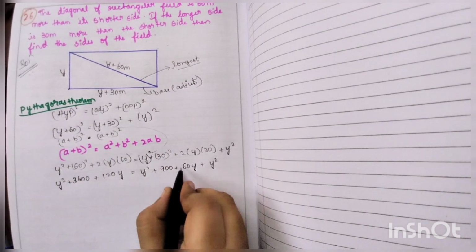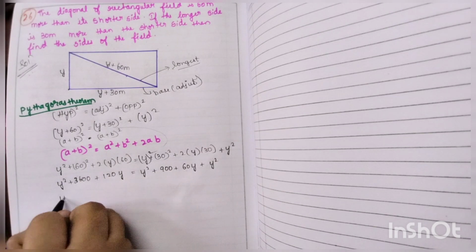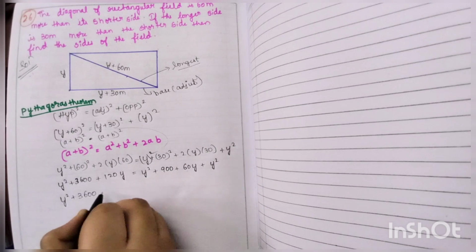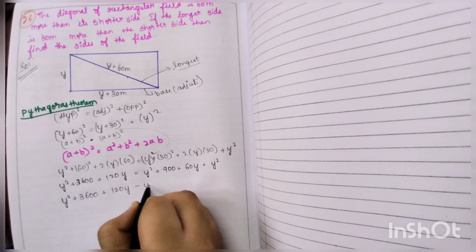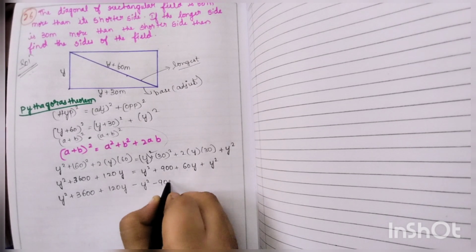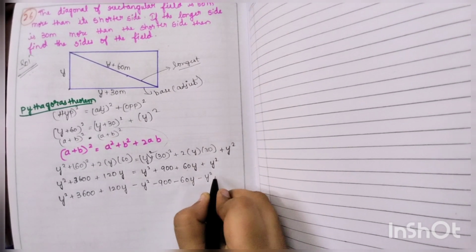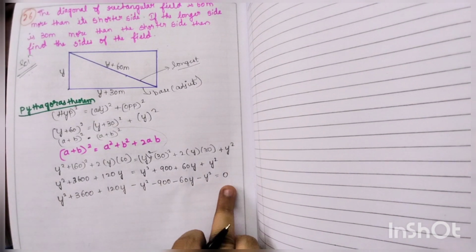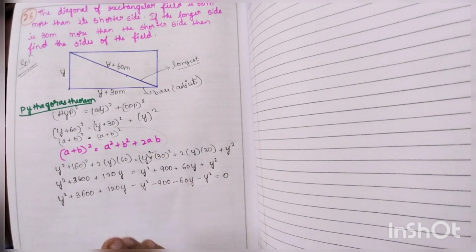Now take all these terms into the left side. So that is nothing but y square plus 3600 plus 120y minus y square minus 900 minus 60y minus y square. That is nothing but 0 is equal to 0. We'll just write it 0 just to understand that we have shifted here, correct?